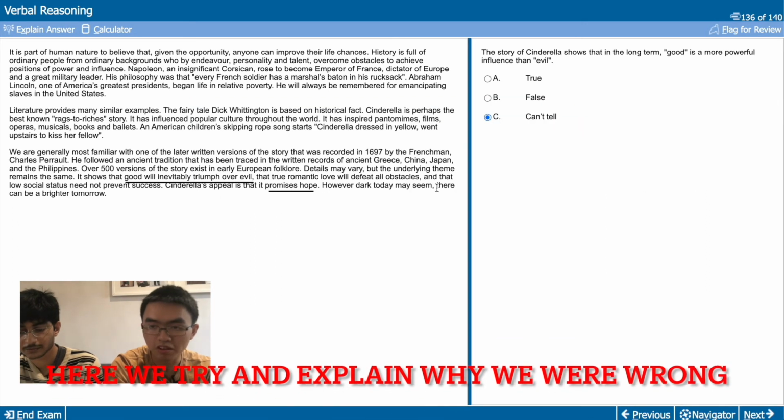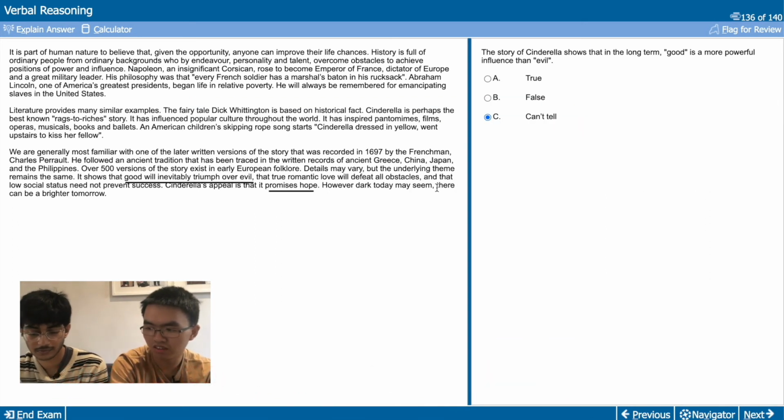The idea of a promise shows that it will happen. So therefore, it does show that in the long term, good is more powerful in influence than evil. So the answer should be A.